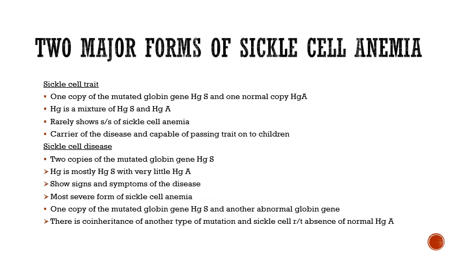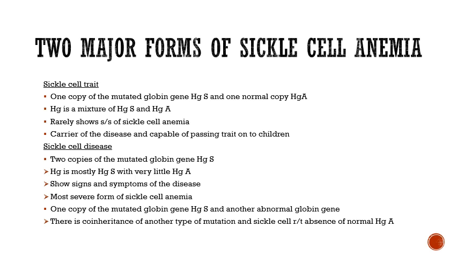There are two major forms of sickle cell anemia. The first one is the sickle cell trait. This is where there's one copy of the mutated globin gene, hemoglobin S, and one normal copy of hemoglobin, hemoglobin A. So there's a mixture of hemoglobin S and hemoglobin A in the body. So the people with this rarely show signs and symptoms of sickle cell anemia. They're simply carriers of the disease, capable of passing the trait on to their children.